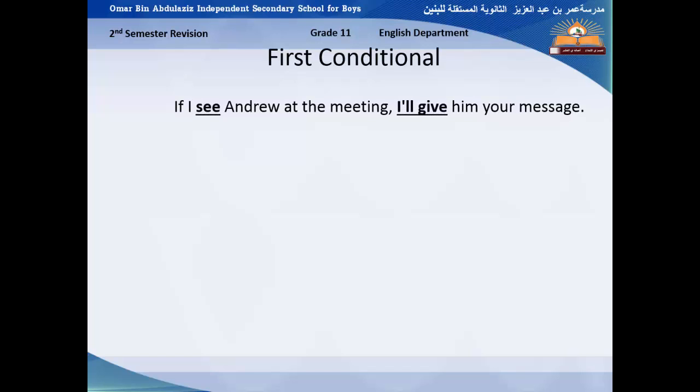Let's talk about the first conditional. Let's read this example. If I see Andrew at the meeting, I'll give him your message. The verb in the if clause here is in the present simple, but in the result clause we can see that I'll give. The tense here consists of will and the base form of the verb, which is the future simple tense.